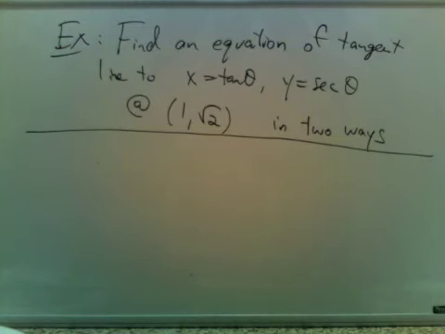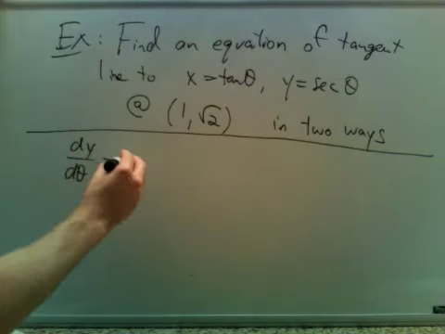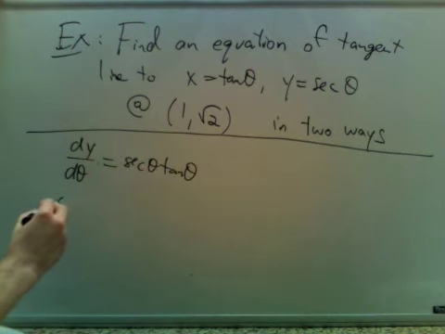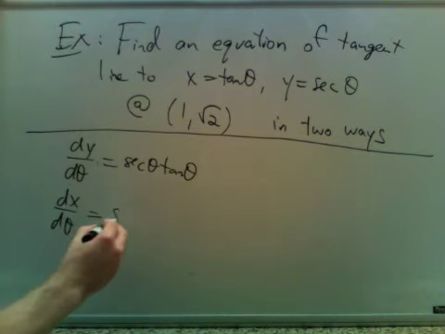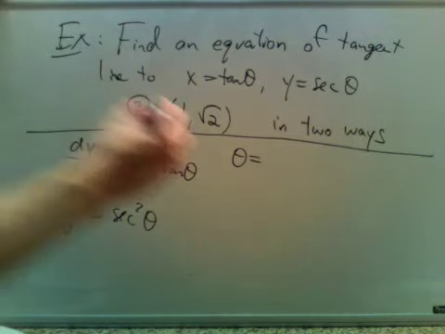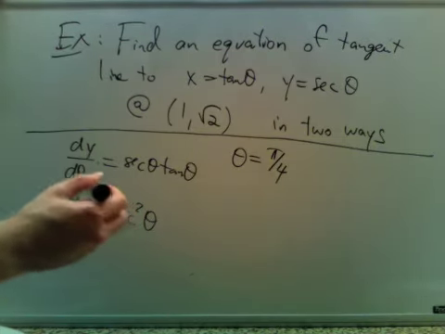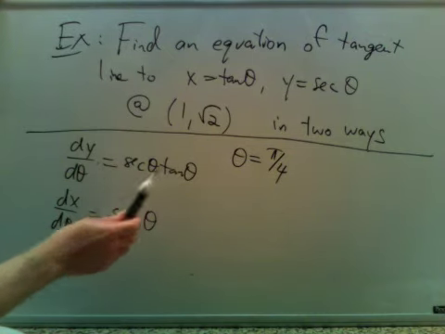Alright, here's yet another example. We're going to find an equation of the tangent line to this parametric curve in two different ways. So the first way, we're just going to use our new formula. So we have dy d theta is secant theta tangent theta, and dx d theta is secant squared theta. Let's see what value of theta corresponds to the point 1, square root of 2. If you think about it, we're really looking at theta equals pi over 4. So the slope at that point we can just compute here. I guess we don't need to because we have secant and tangent written right there.